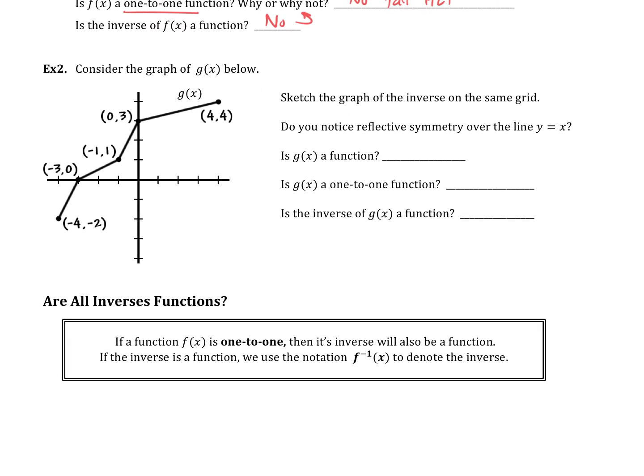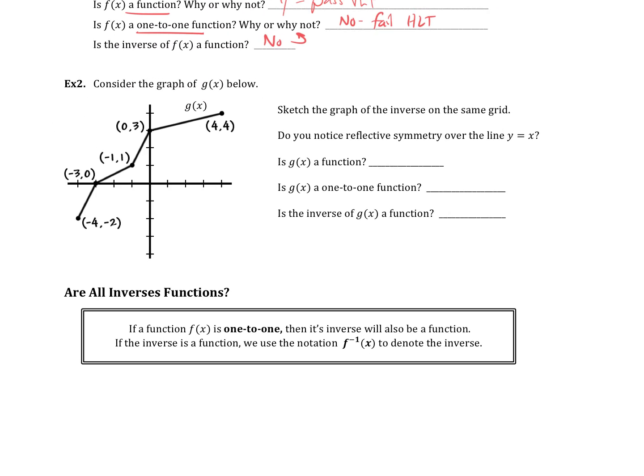All right, this little graph. Sketch the graph of the inverse on the same grid. I'm going to pause so you don't have to suffer through that. I'll be right back, and bam, there it is. This one looks a lot better in terms of is it a function or not. Let's answer the questions in order, and I'll talk about why. Do you notice reflective symmetry over the line y equals x? You're supposed to notice that. If we do draw that line, we see reflective symmetry.